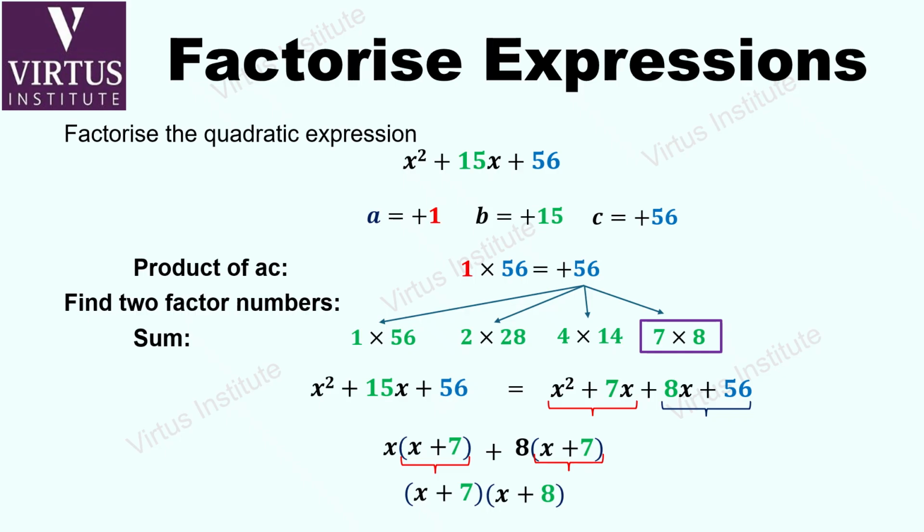Remember, find two numbers that multiply to give the last number. The same two numbers must add to give the coefficient of x. Factorize and put those numbers into the brackets.